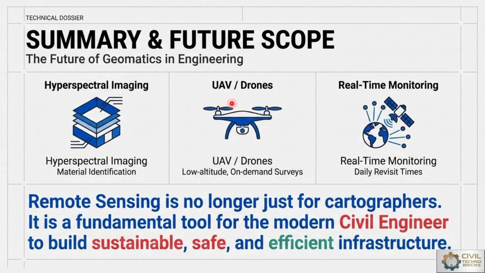So real-time monitoring and hyperspectral imaging are most important for material identification, where hyperspectral imaging is used. Then for low altitude and on-demand surveys, drones or unmanned aerial vehicles are used, and from the real-time monitoring point of view we use the revisit times of satellites, which collect real-time data on the earth's surface. So integration with GIS of all these 3 points converts the satellite data into practical engineering information. And civil engineers use remote sensing techniques to improve accuracy, mitigate risk, save time, reduce cost, and achieve a sustainability approach.